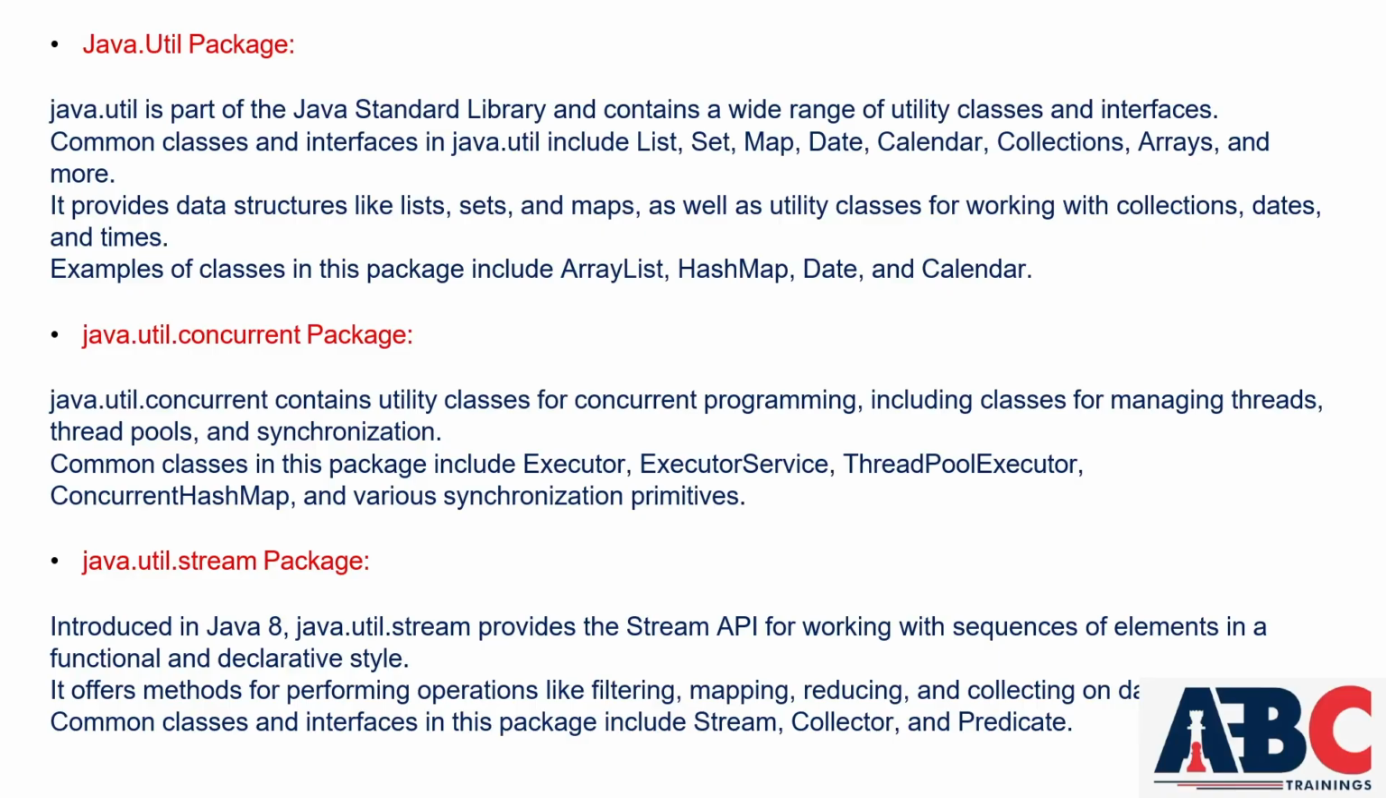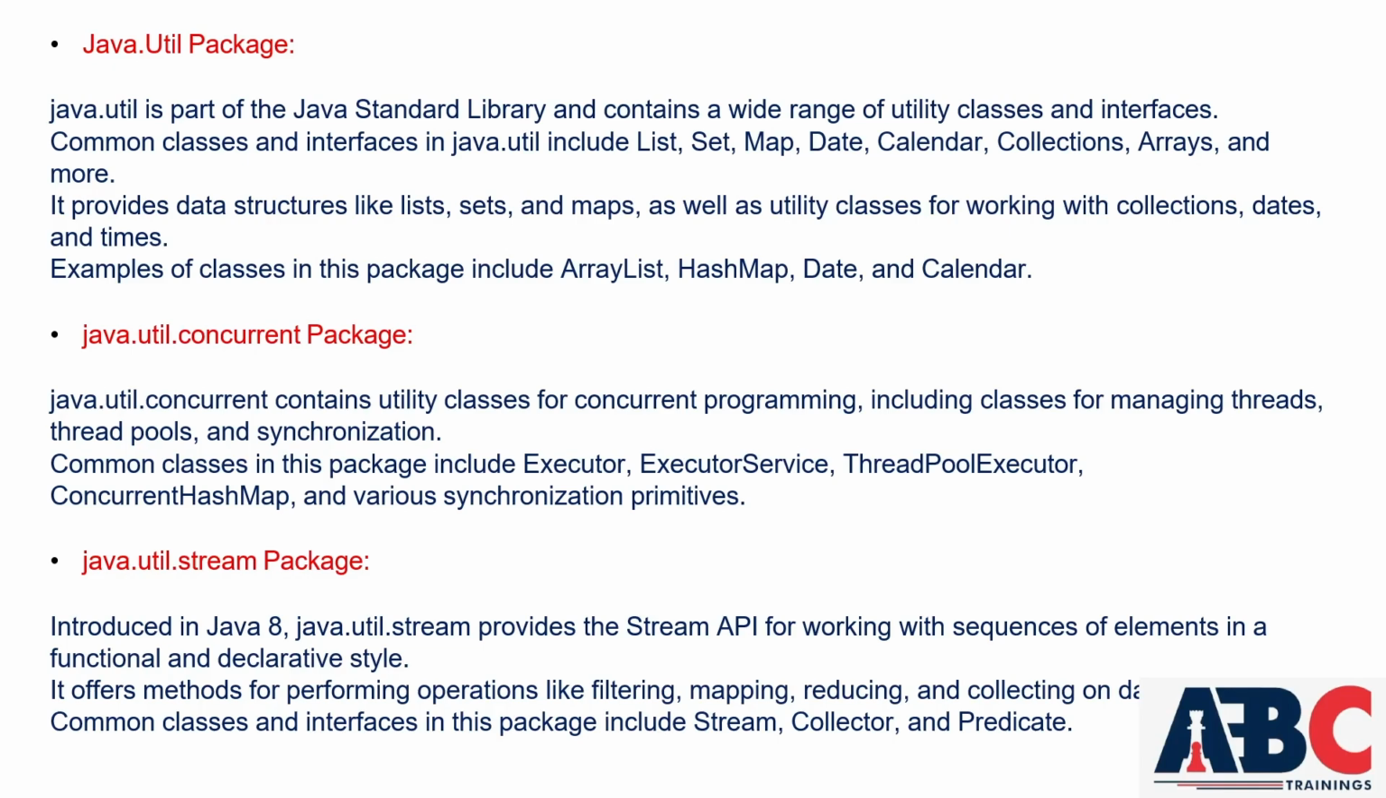Next is the java.util.concurrent package. The java.util.concurrent package contains utility classes for concurrent programming, including classes for managing threads, thread pools, and synchronization. Common classes in the package include Executor, ExecutorService, ThreadPoolExecutor, ConcurrentHashMap, and various synchronization primitives.